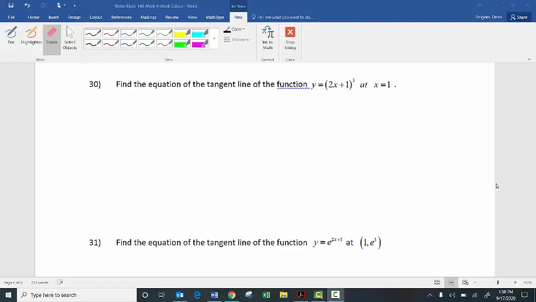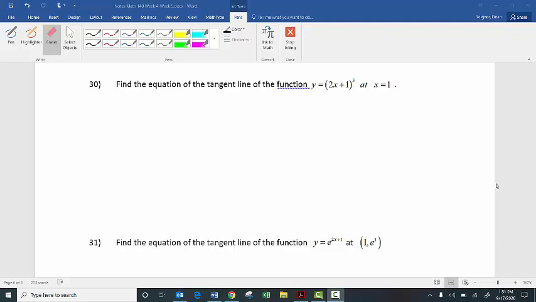Okay, the last part of this week's notes paper focuses on tangent lines, and it's also going to focus on the rate of change as it relates to things like acceleration and velocity. So number 30, a tangent line problem.